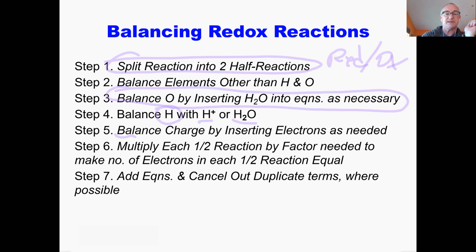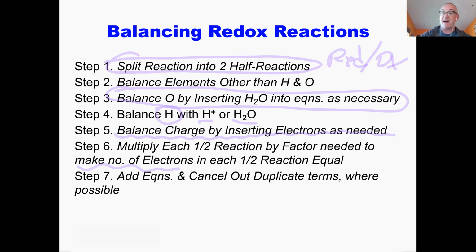Then I have to balance the charge. So if I add up all the reactants and it adds up to +3, and on the other side all my products add up to +5, then I need to put 2 electrons on my product side so the charge is equal on both sides. Same thing if I have a higher charge on the reactant side, then I put electrons on the reactant side.